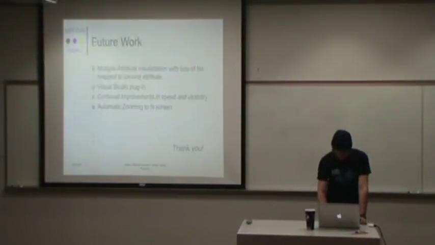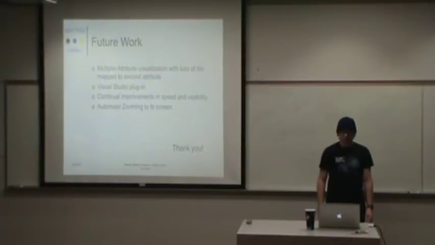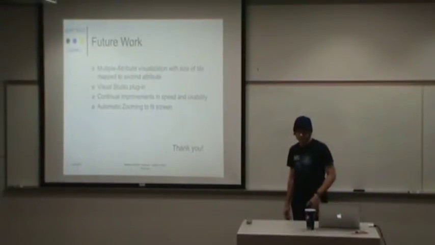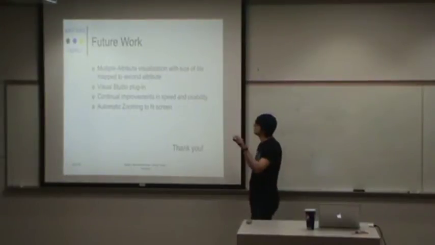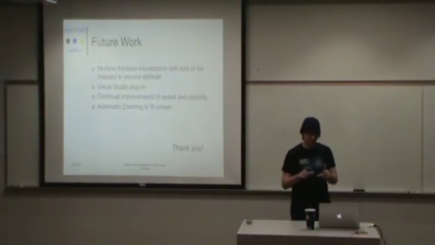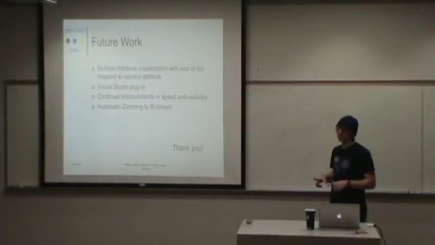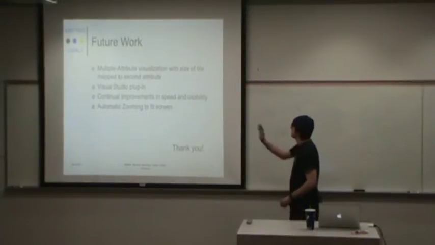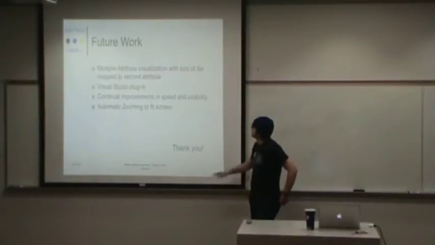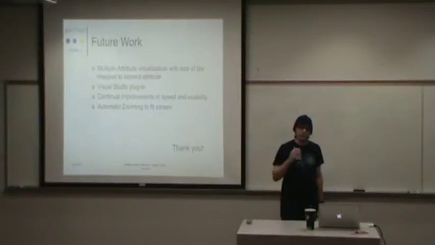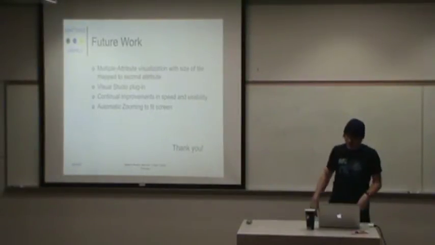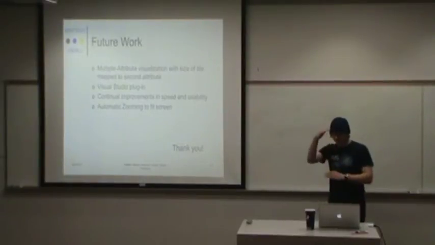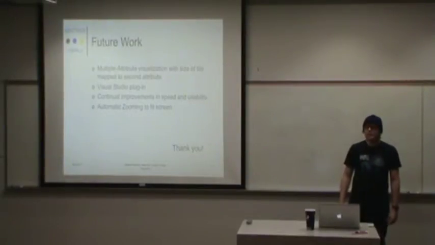Let's see what else I got here. Future work. Yeah, we're working on getting two different attributes so that you don't have just those tiny squares. You can actually add another attribute in for the size of each square, which is proving to be quite challenging to add. A Visual Studio plugin, which I don't even want to look at Visual Studio, but eventually we're going to get that going. And then always improving speed and usability. You saw when I zoomed down to the bottom, it had this line of boxes there. So we want to get it so it automatically zooms to fill everything. And that's about all I have.